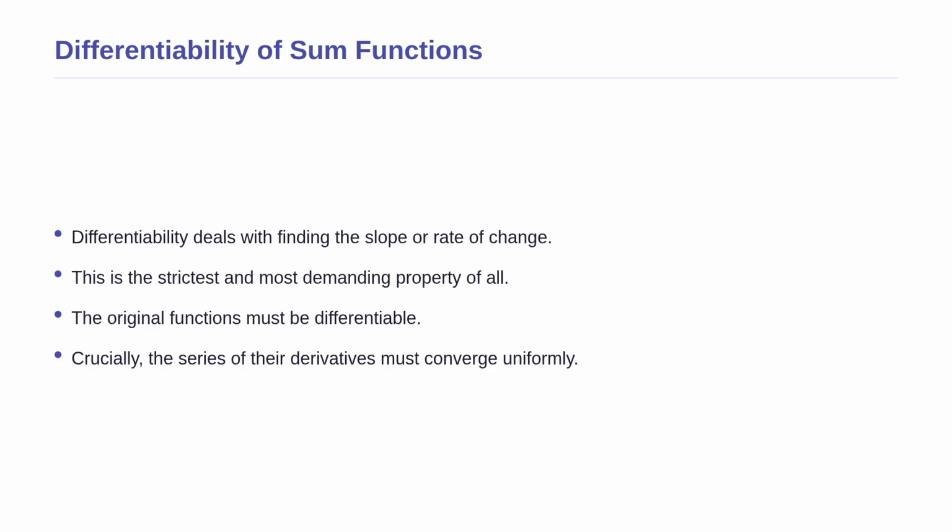Having successfully integrated our series, we arrive at the final major property, differentiability. This deals with finding the slope or rate of change of the sum function, and it is the strictest property of all. Just because a series converges uniformly does not guarantee you can differentiate it term by term. The original functions must be differentiable, and crucially, the infinite series of their derivatives must also converge uniformly.